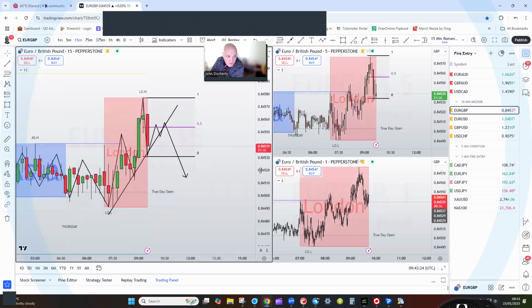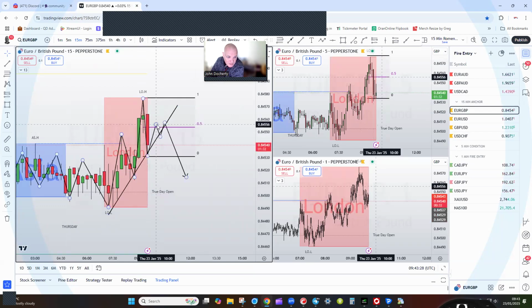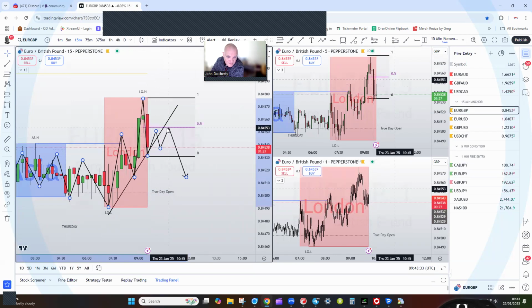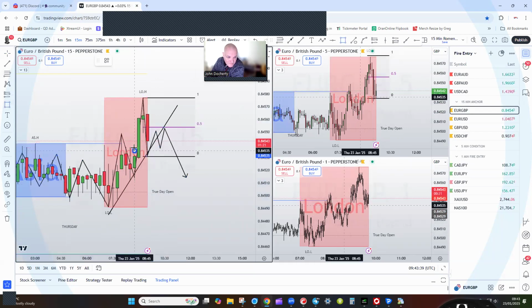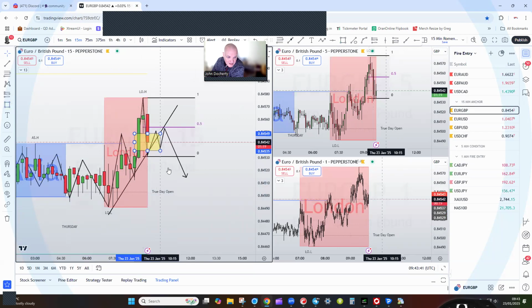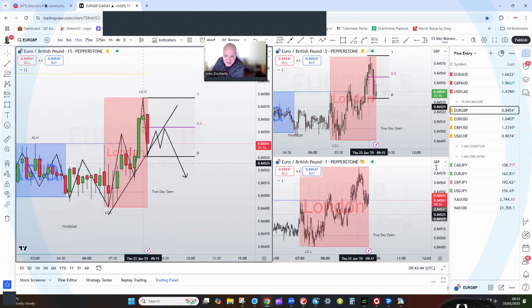We've got Euro GBP again. I wanted it to come down, do this, and then come into 50%. So at the moment, it's reacting the way I wanted it to. What we can see is the fair value, which was there. It's tapped into that and mitigated it.